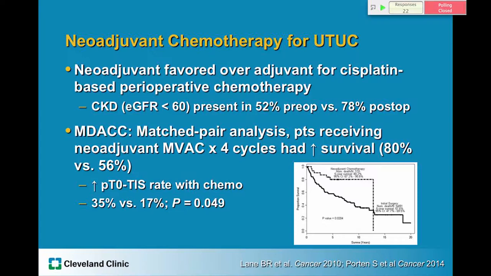So if you're considering chemotherapy in these patients because you suspect that they may have T3 or T4 disease, bulky disease, you want to give it to them neoadjuvantly because a lot of them will not be candidates for cisplatin-based chemotherapy after nephro-U. And this MD Anderson Cancer Center's matched pair analysis looked at the use of 4 cycles of MVAC and compared it to patients who did not receive neoadjuvant chemotherapy, and they demonstrated an increase in survival, 80% versus 56%, understanding this is a retrospective analysis. But they also showed an increase in pathologic T0 rate compared to those who did not receive chemotherapy, 35% versus 17%, and that was statistically significant.